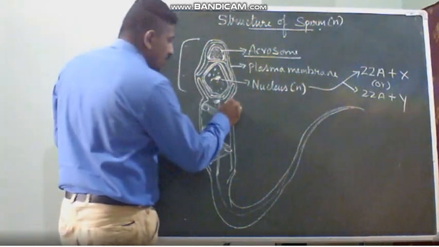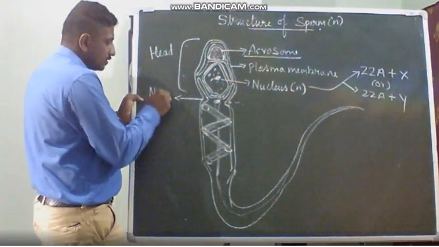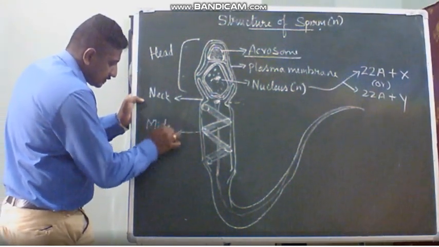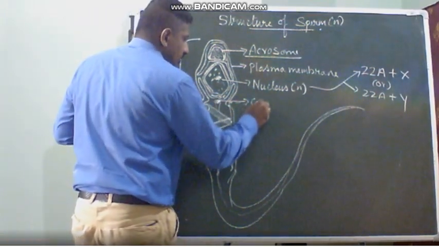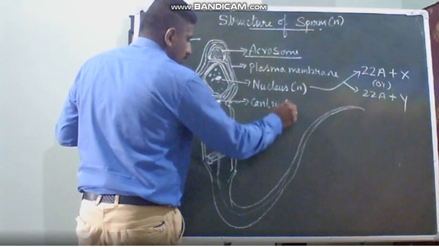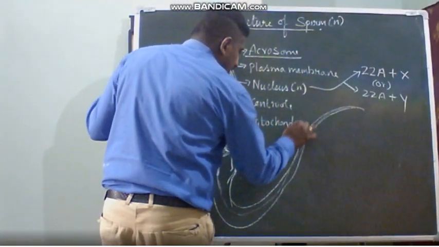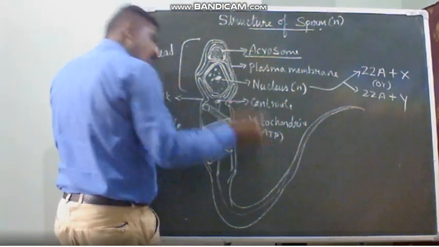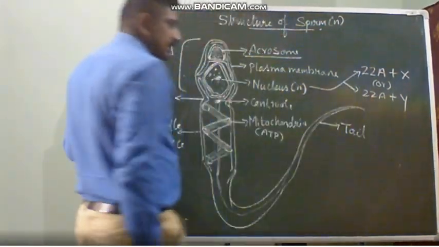Next, this is your middle piece. This is your neck. This one is your middle piece. In this, you have the centriole, and this one is called your mitochondria. The mitochondria gives energy in the form of ATP, which is one of the energy sources for the tail to swim.